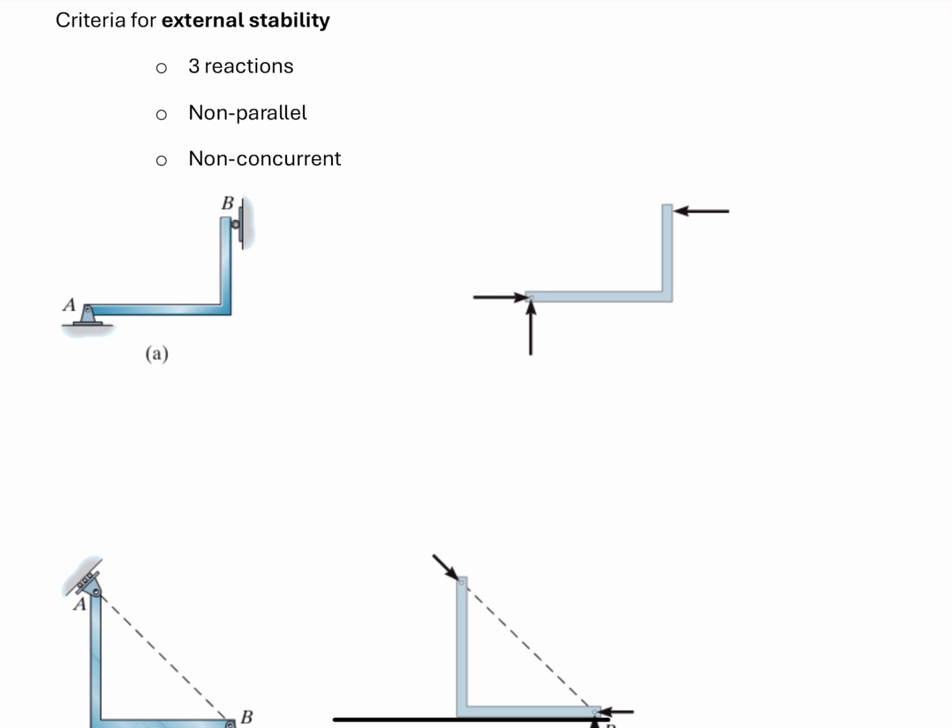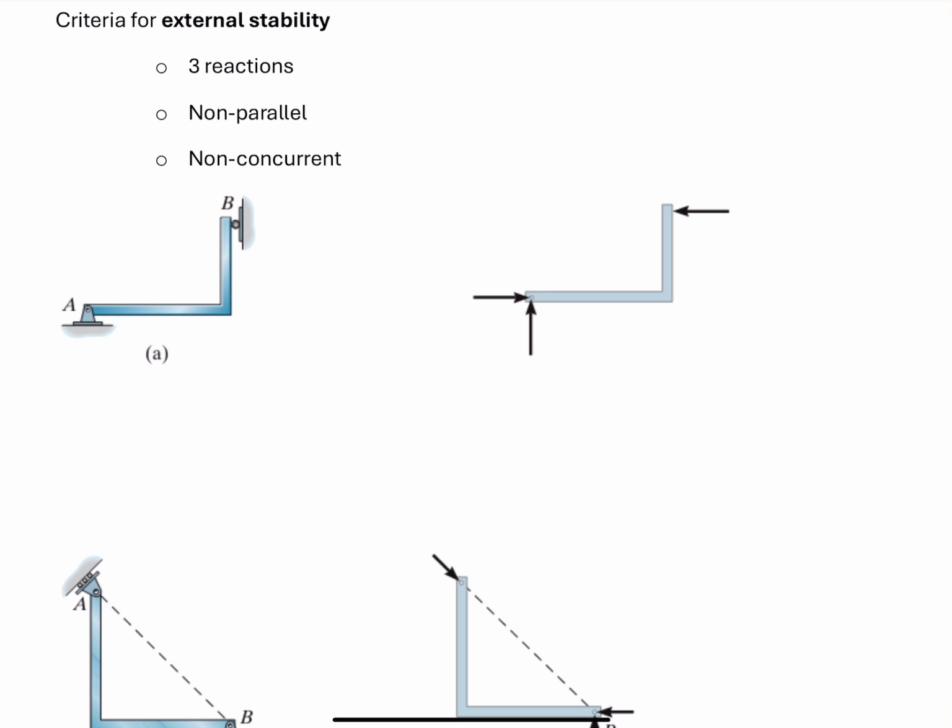Basically, this criteria works because when the structure satisfies this criteria, it means the structure can satisfy the three equations of equilibrium. As we know, if the structure is stable, that means the structure is in equilibrium. If a structure is in equilibrium, that means it satisfies three equations of equilibrium. So let's see how to apply this method to check whether a structure is stable or not.